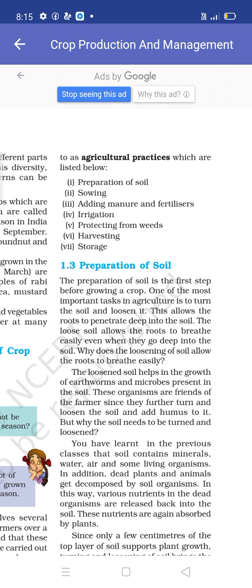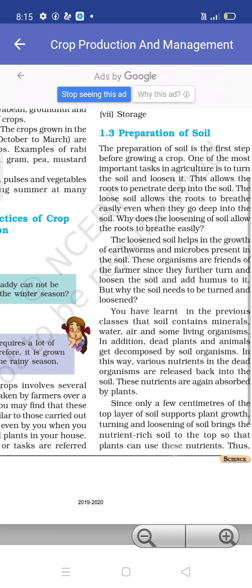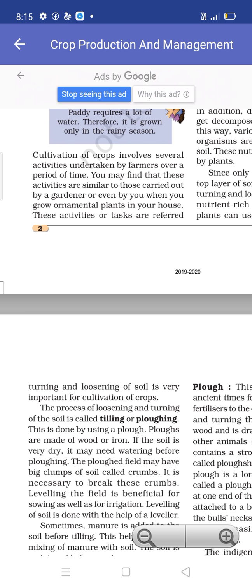But why does the soil need to be turned and loosened? Because of proper growth and fertilization. We have learned about the preparation of soil, that is, the process for better quality soil. The process of loosening and turning of the soil is called tilling or ploughing. Loosening and turning is very important for cultivation of crops.